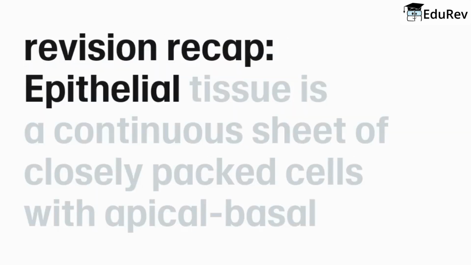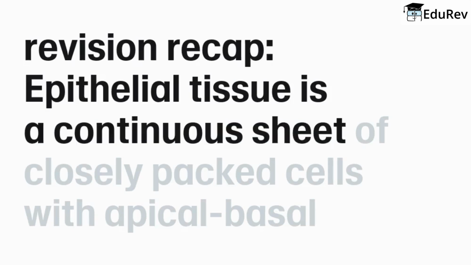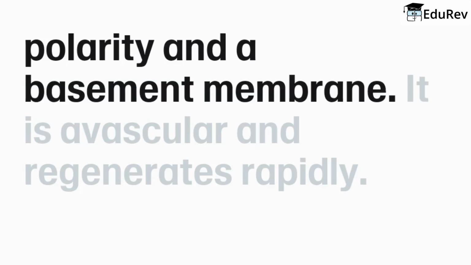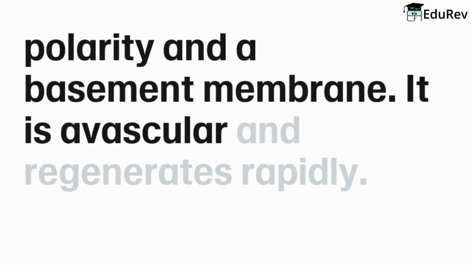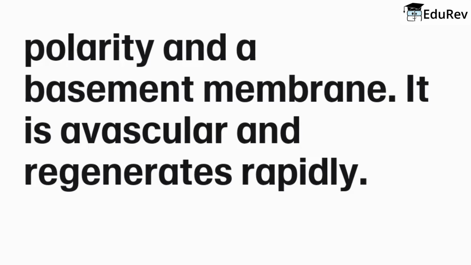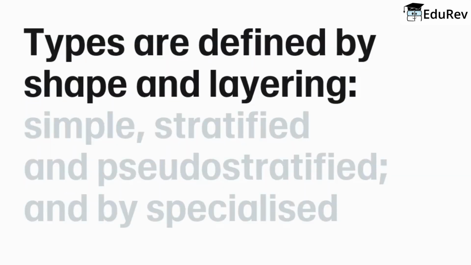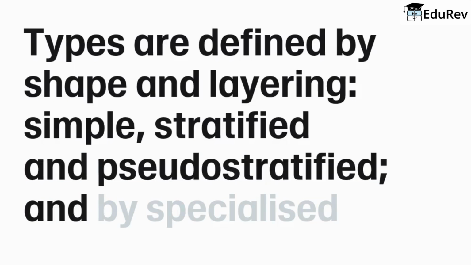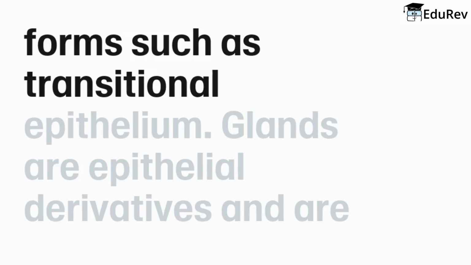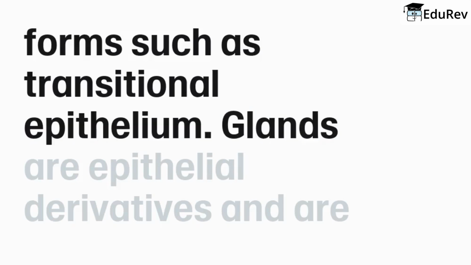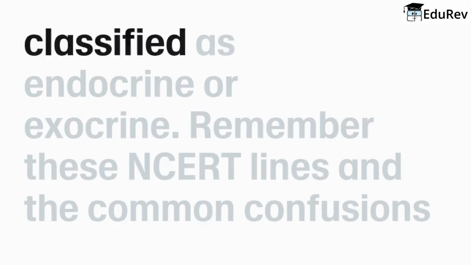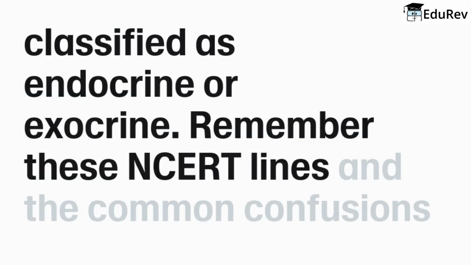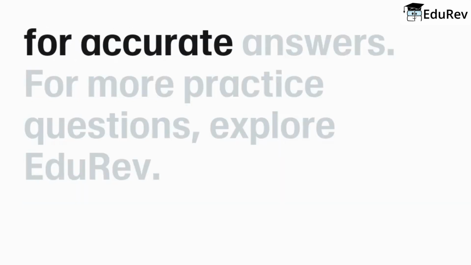Quick revision recap. Epithelial tissue is a continuous sheet of closely packed cells with apical basal polarity and a basement membrane. It is avascular and regenerates rapidly. Types are defined by shape and layering: simple, stratified, and pseudostratified, and by specialized forms such as transitional epithelium. Glands are epithelial derivatives and are classified as endocrine or exocrine. Remember these NCERT lines and the common confusions for accurate answers.